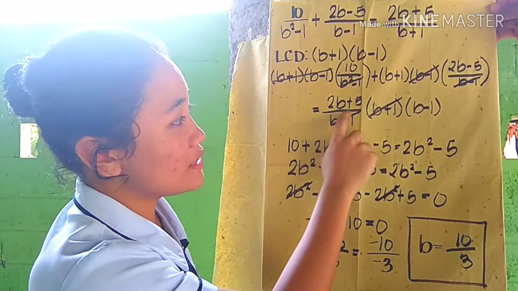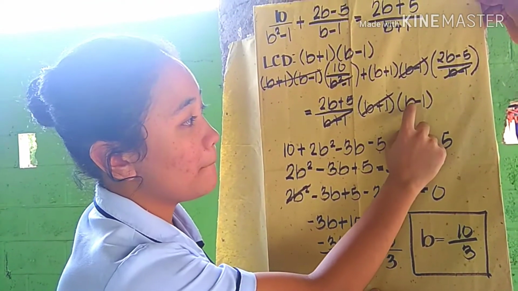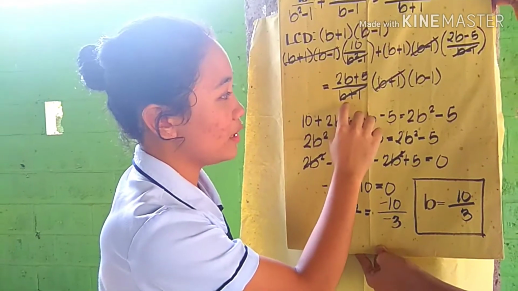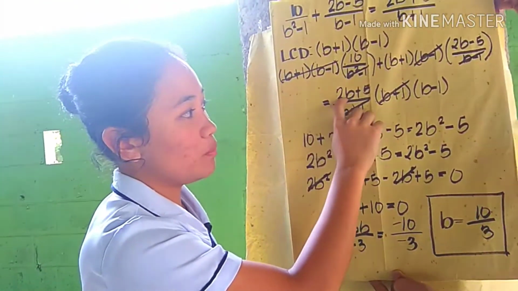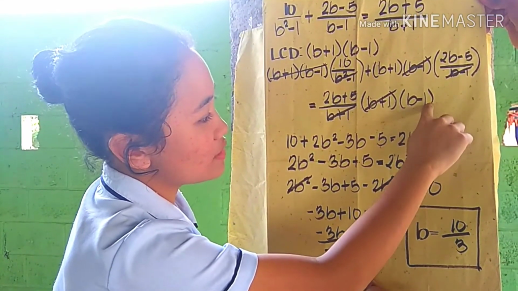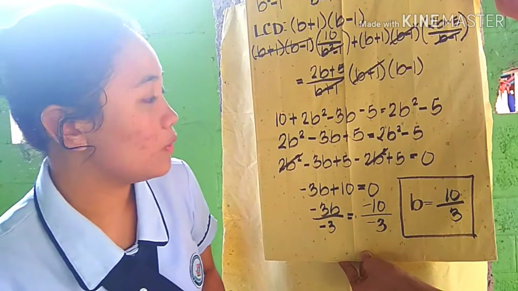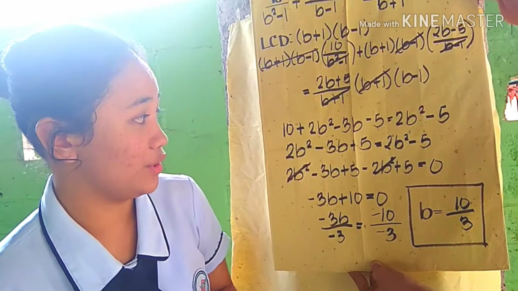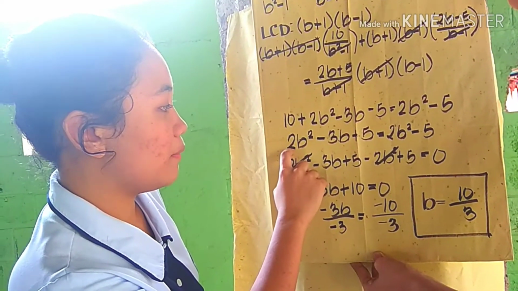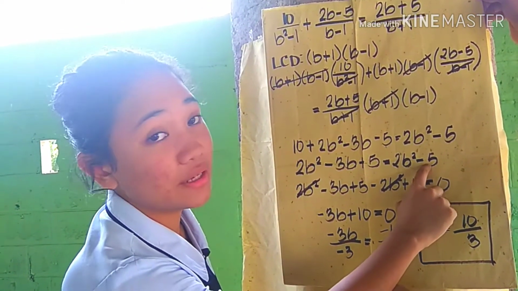Then last, 2b plus 5 over b plus 1 is multiplied by the LCD, b plus 1 multiplied by b minus 1. So again, b plus 1 will be cancelled because the denominator is also b plus 1. Then 2b plus 5 must be multiplied by b minus 1. Then the answer is 2b squared minus 5. Then the next step, we must combine similar terms. 10 minus 5 equals 5. And then this will become 2b squared minus 3b plus 5 equals 2b squared minus 5.